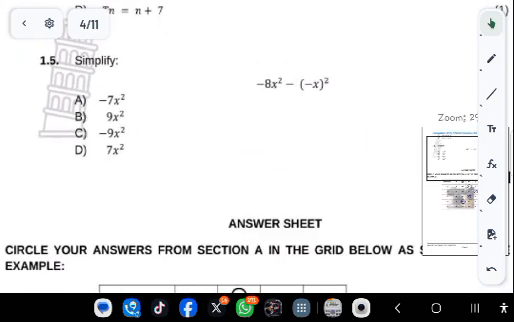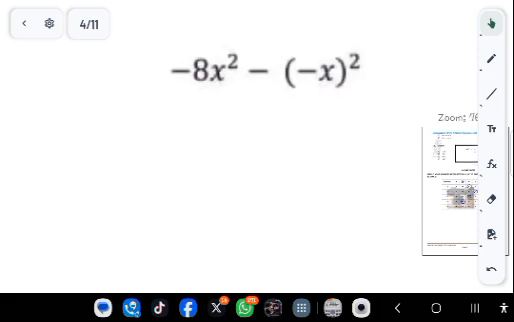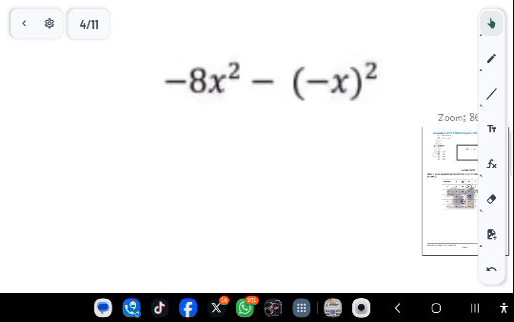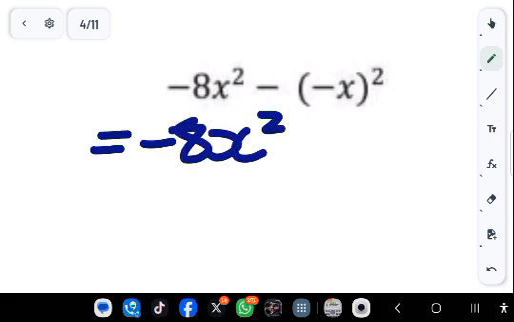Now 1.5 says simplify, and this is the expression we must simplify. To simplify is to multiply out, add whatever like terms you have and all that until it becomes the simplest you can get it to be. So now let's write minus 8x squared minus a negative is simply plus. Before we do that, let us work this one out.